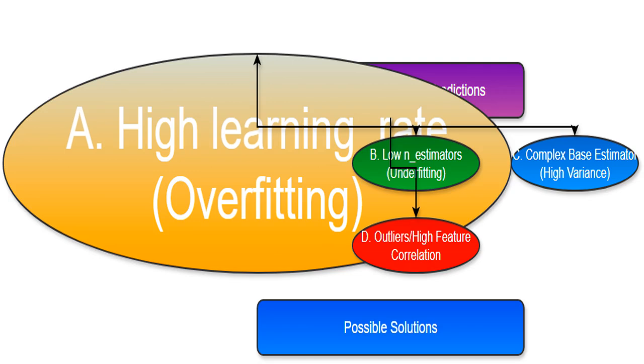Think of the learning rate as how much each new piece of information changes your belief. A high learning rate means you change your mind too drastically with each new data point. This leads to overfitting, where the model becomes too specific to the training data and reacts wildly to new, slightly different inputs. It's like memorizing the answers instead of understanding the concepts. We need to be more careful and adjust the learning rate.